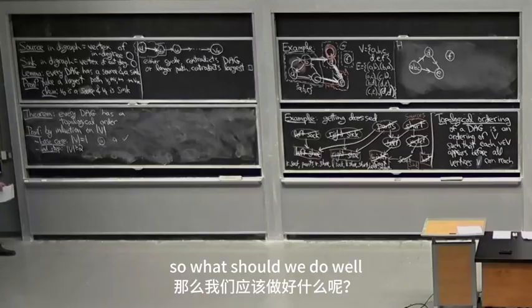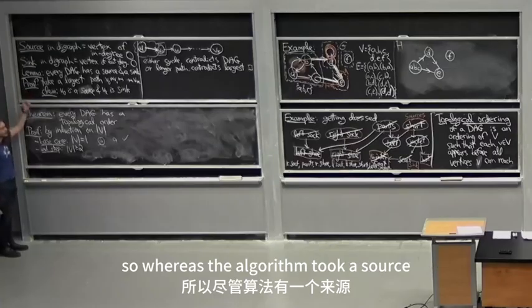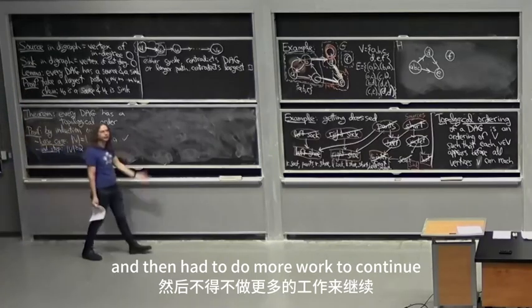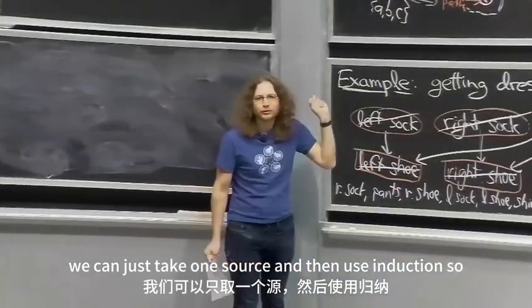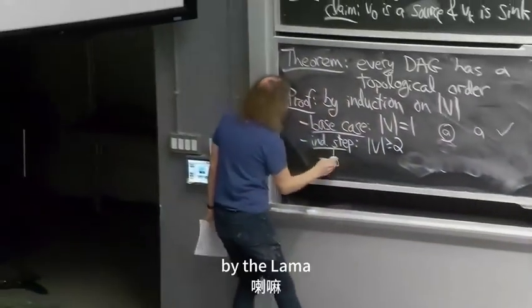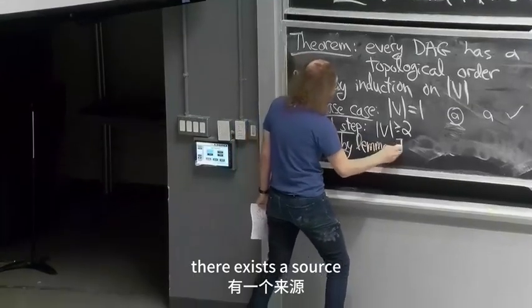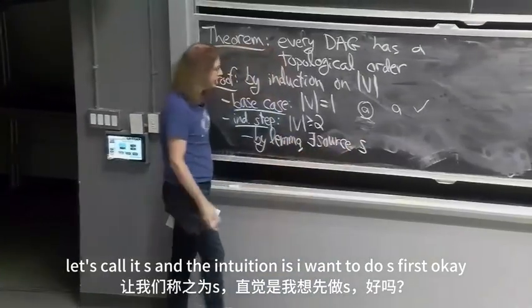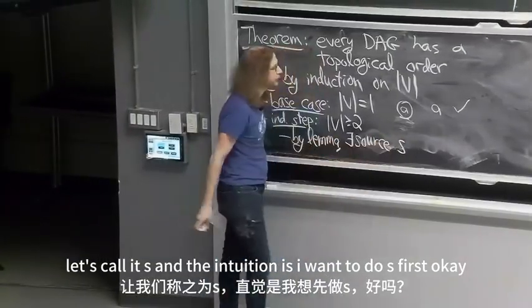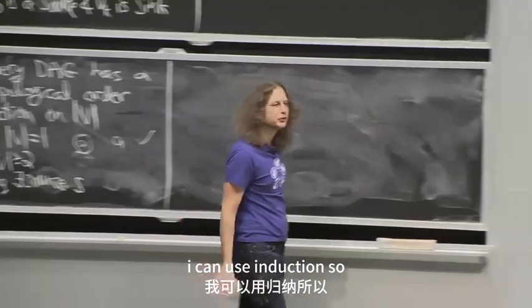So what should we do? Well, we have this nice lemma that tells us there's a source. Whereas the algorithm took a source and then had to do more work to continue, we can just take one source and then use induction. So by the lemma, there exists a source. Let's call it S. And the intuition is I want to do S first. Okay, but to figure out how to do the rest of the graph, I can use induction.